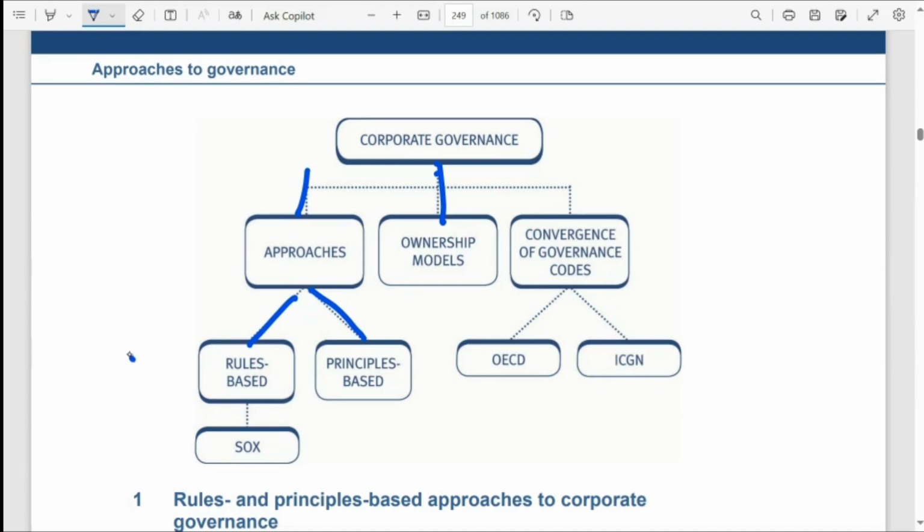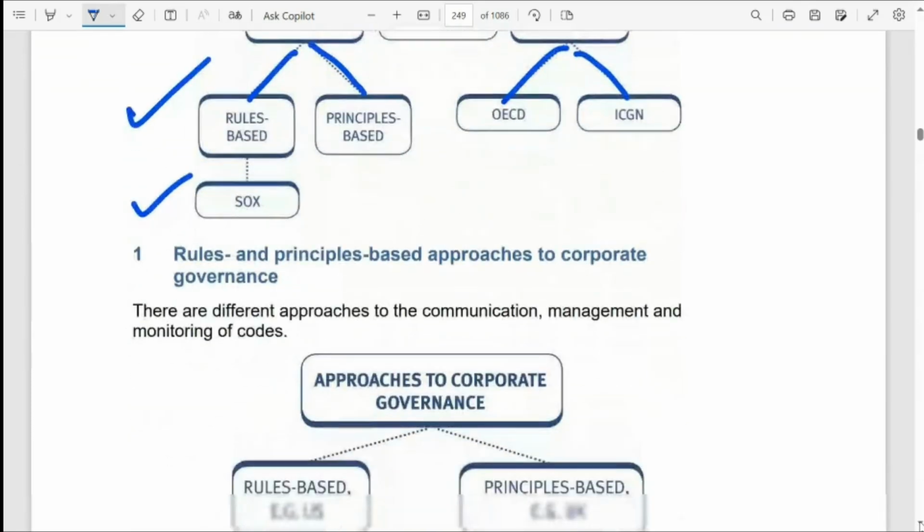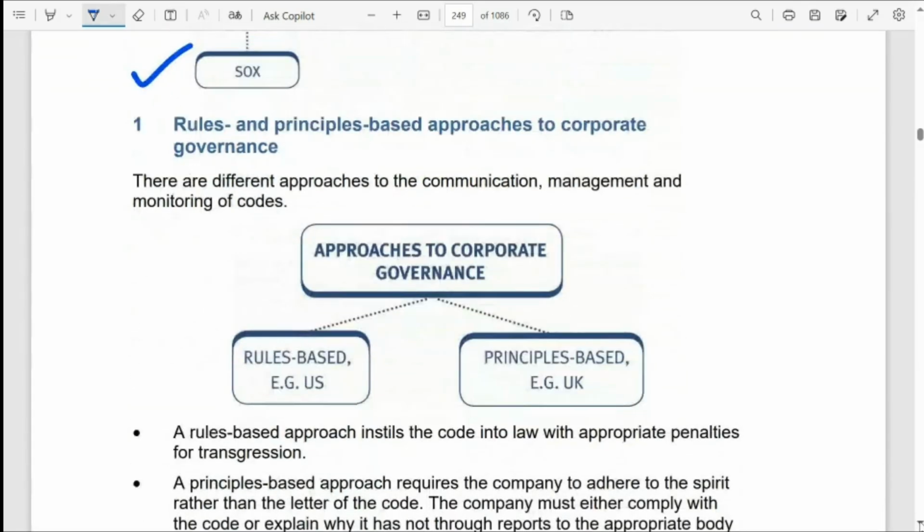Rule-based is where they have penalties, and if they don't fulfill certain requirements, they will be penalized and have to face a problem for that. An example of the USA is SOX, the Sarbanes-Oxley rules, applicable there for penalties. We will discuss this under governance codes. There are OECD and ICGN codes. So students, you have to remember this flow, and it is easy to grasp. And then see rule-based and principle-based approaches. Rule-based is a US example, and principle-based is the UK example for this purpose.